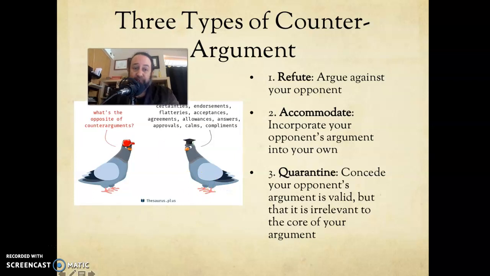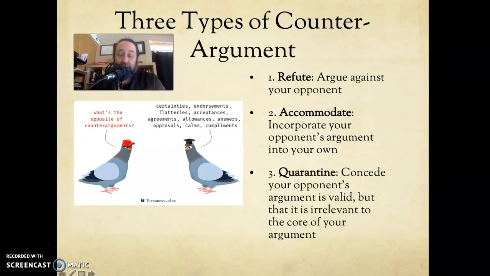All right. So what to do in that counter argument? You can refute, which is to argue against an idea. You can accommodate, which is a very good idea, which is to incorporate maybe a position from someone that you don't agree with, but you're willing to accept that that's a true statement and that it's a good point, and you're going to incorporate it, make it part of your own argument, which strengthens your argument and also makes it more appealing to people who are critical of your argument.